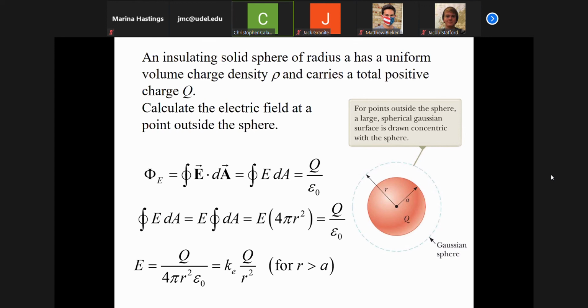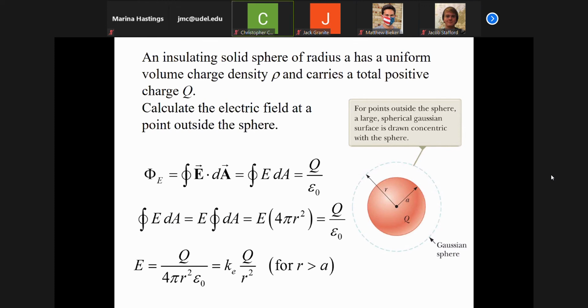So the difference between the insulating solid sphere and a conducting one would only matter if you're checking the electric field within the sphere? Exactly right. Inside the sphere, there would be no enclosed charge for a conductor, but for an insulating solid sphere, the charge just stays where it is. It's not able to move around. That's the difference. Okay, gotcha.